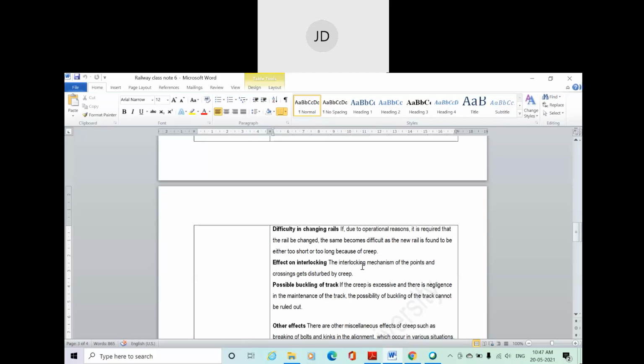Effect on interlocking. The interlocking mechanism of the point and crossing gets distorted by creep, that we have already discussed, right? About point and crossing. So the interlocking mechanism we are also going to discuss in a coming module. Fine.